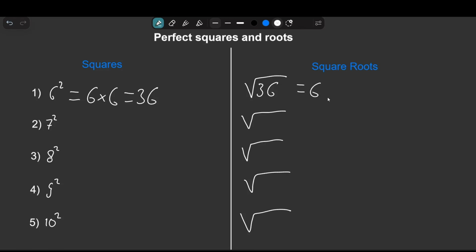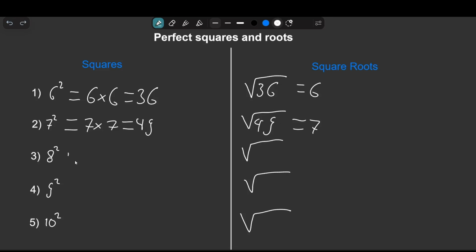So now we're done with the first one. We're going to go over the second one. So we have 7 squared. Again, we need to multiply the 7 by itself like this, and we will get 49. This will be our square of 7. Now for the square root of 49, we will get 7. Again, because 7 times 7 or 7 multiplied by itself will equal 49.